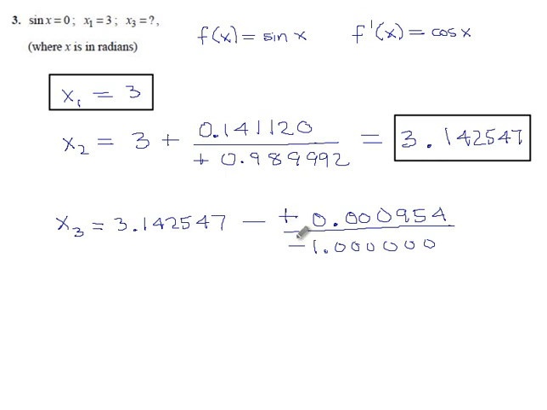2 of these negative signs cancel. And so we get 3.142547 minus this amount. And it's divided by 1, which I'm just going to ignore. So 3.142547 minus 0.000954 is 3.1411593.